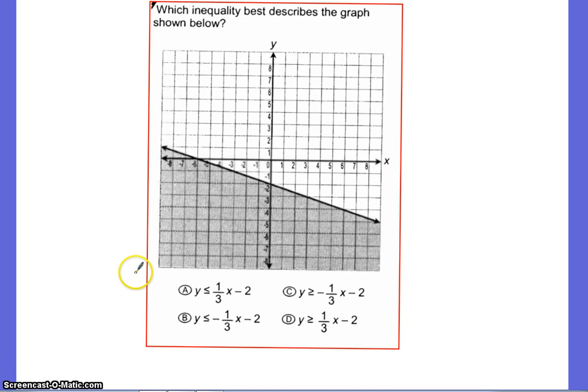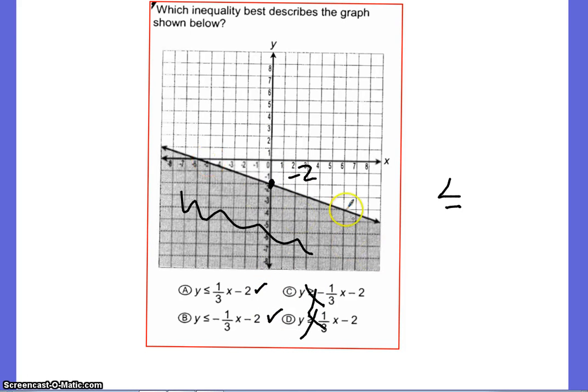All right, looking at number 2. Which inequality best describes the graph shown below? All right, it's a solid line, so it has to have a line. Line, line, line, line. That didn't help. They shaded below, so that means it is less than or equal to. Could be, can't be, can't be. The y-intercept is -2, so it's got to have -2 at the end.